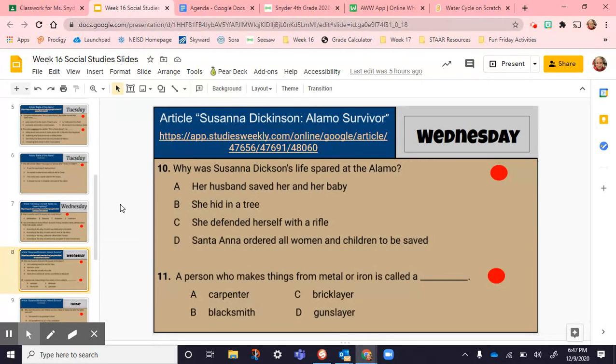They were told that the women and children were to be spared. Same thing with Susanna. There's a little bit of controversy about how exactly, where she was, and that kind of stuff. Then here, a person who makes things from metal or iron. So click on the links there and you can read all about that.